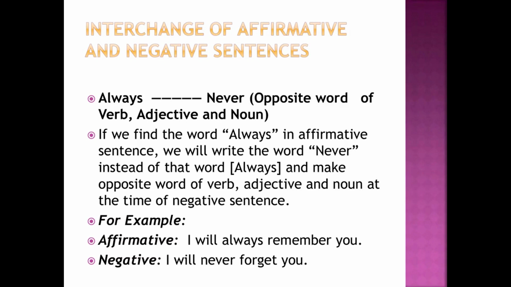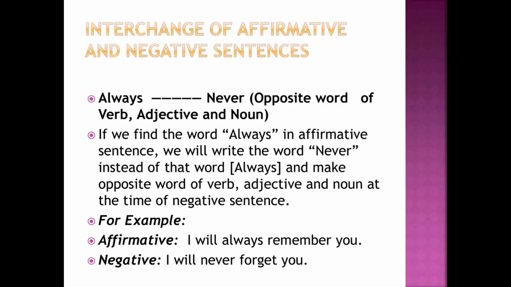If we find the word always in an affirmative sentence, we will write the word never instead of that word, and use the opposite word of the given verb, adjective and noun at the time of negative sentences. Affirmative sentence: I will always remember you, and negative: I will never forget you. Students, you can see we have used the opposite word of remember in the negative sentence.